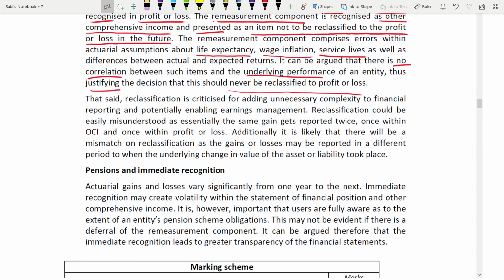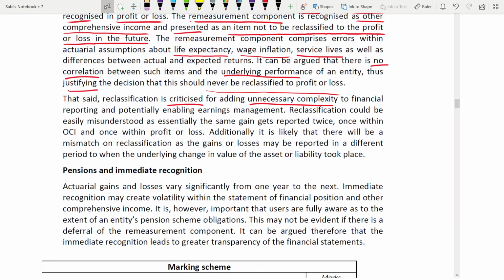That said, reclassification is criticized for adding unnecessary complexity to financial reporting. Okay, so all this they are criticizing. It is criticized. How? Unnecessary complexity, isn't it? To financial reporting and potential earnings management. See, these are like the disadvantages. We went through this.